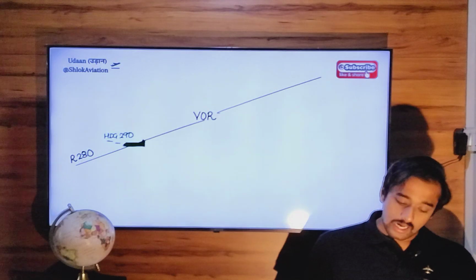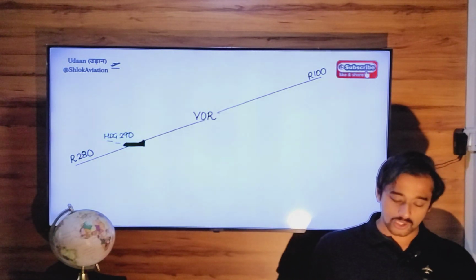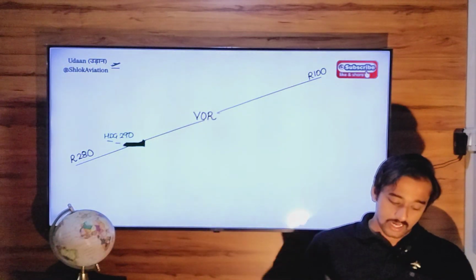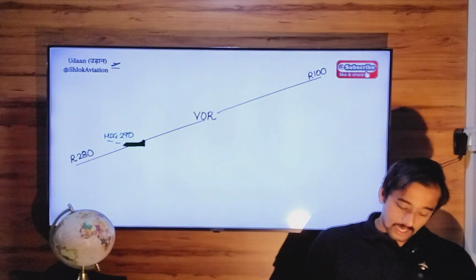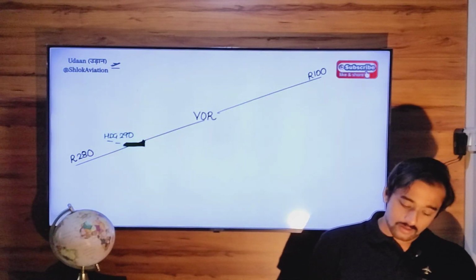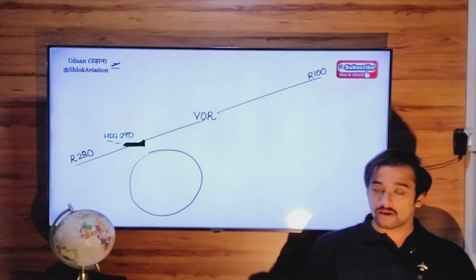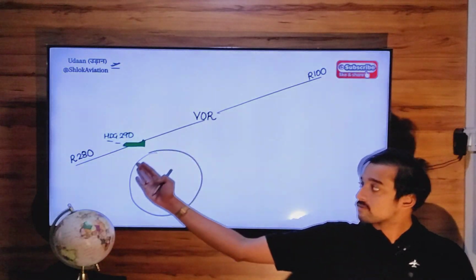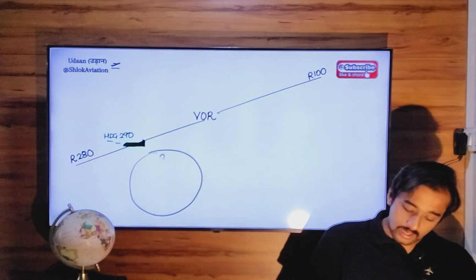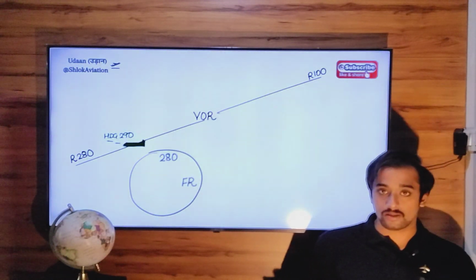Reciprocal of radial 280 is radial 100. Now this diagram is not accurate because radial 280 should not be here, it should be somewhere here. Ignore that. So if there are two possible OBS settings, first one being on radial 280, if we choose to fly outbound, we have to put 280 in the OBS selection. As a result, we will get a from indication.